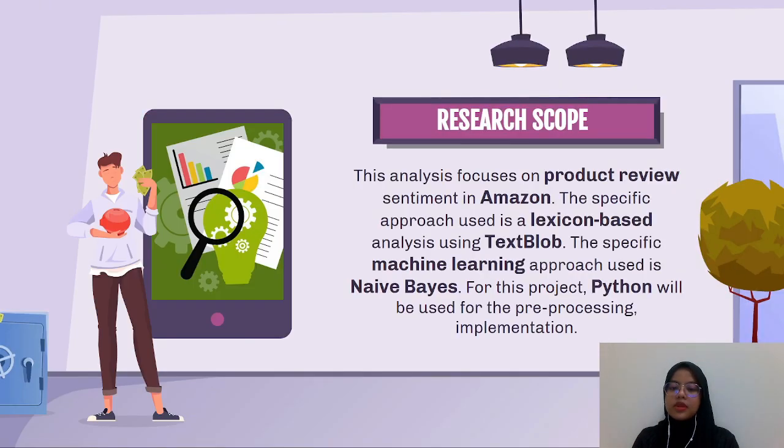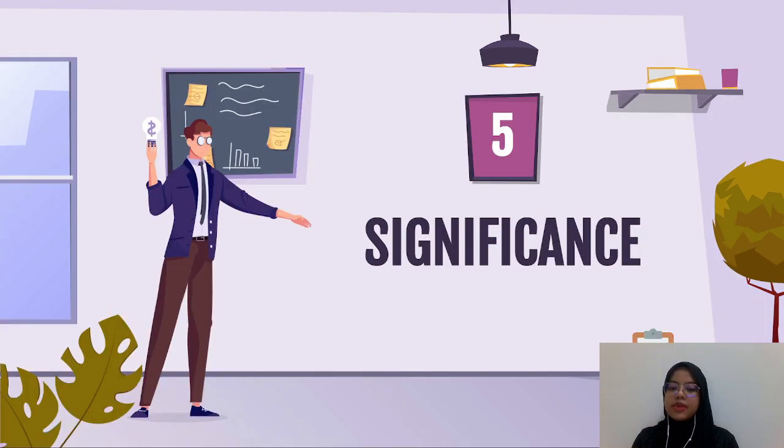For the scope in this project, this analysis focuses on product review sentiment in Amazon. The specific approach used is a lexicon-based analysis using TextBlob. The specific machine learning approach used is Naive Bayes. For this project, Python will be used for the pre-processing and also the implementation.